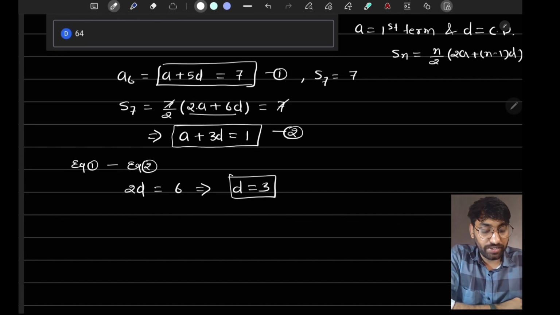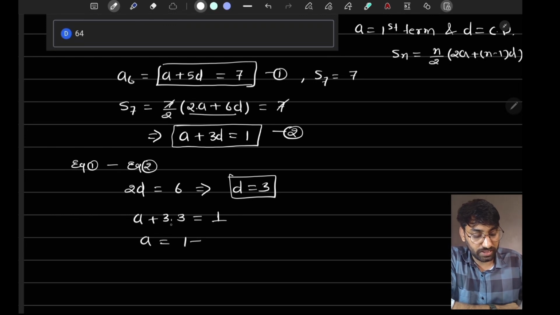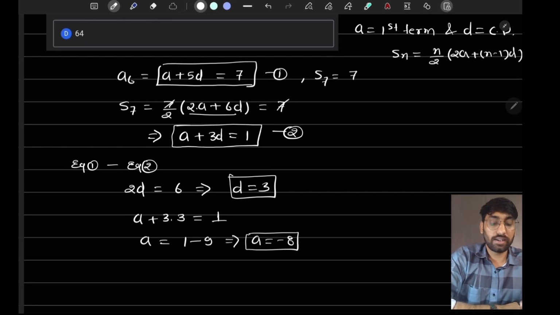So D value I am having now. After getting the D value, what I need to do, I will just substitute this D value into equation 2 or equation 1, and then I will try to obtain the value of A. So let's substitute it now. D equal to 3, I am going to substitute in equation 2. So what I will get? A plus 3 into the value of D, which is 3, equal to 1. So A value is nothing but 1 minus 3 into 3 is 9. That is nothing but this will imply A equal to minus 8. I hope the idea is clear. Now I am having the value of A and the value of D also.